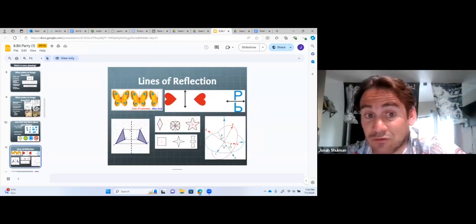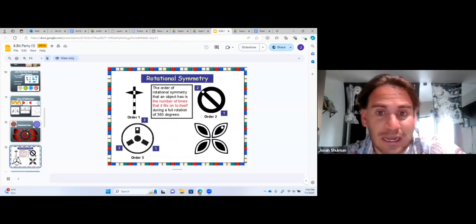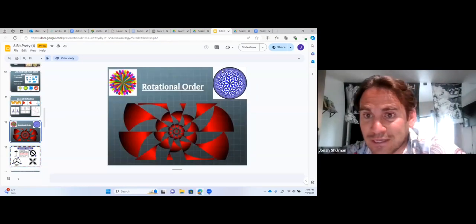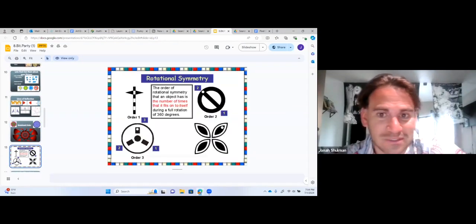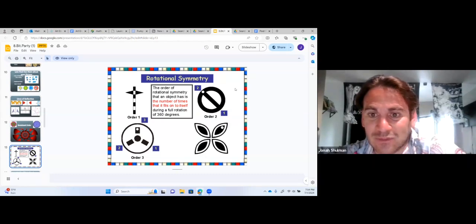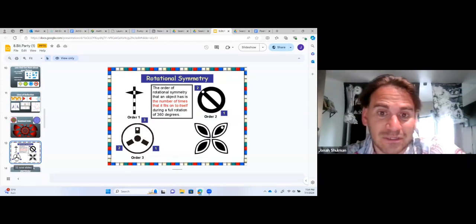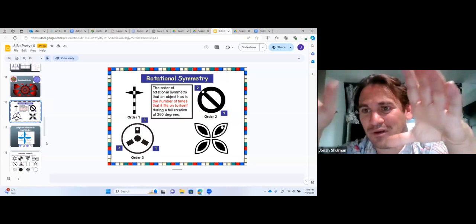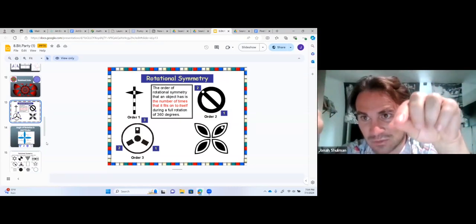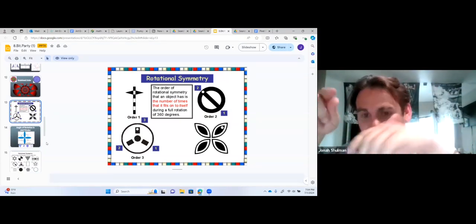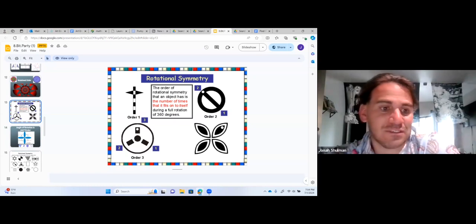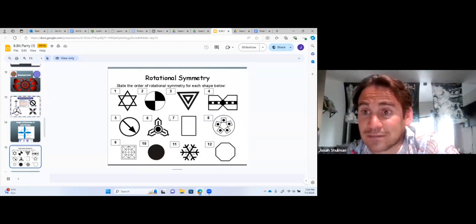They practice with lines of reflection on theirs. I teach them what rotational order looks like, using cool shapes. It's how many times you spin around and it looks the same. And they did it with patty paper. So they drew a little dot and spun it around. And as many times as it looked the same, then they divide it into 360. They got to do some practice.